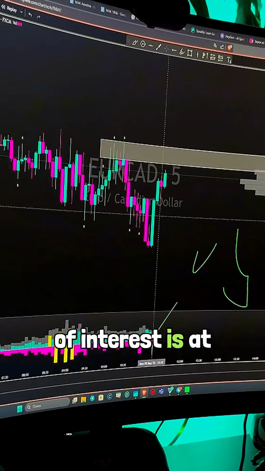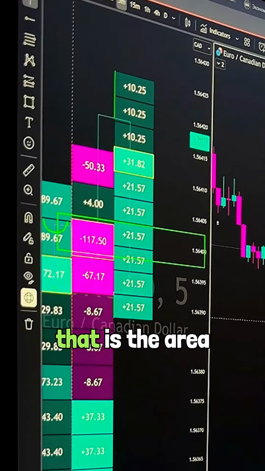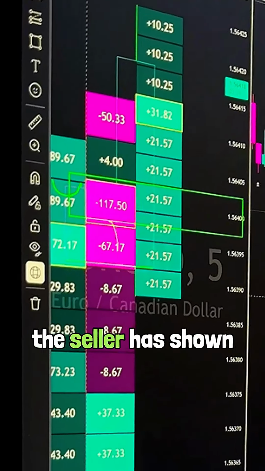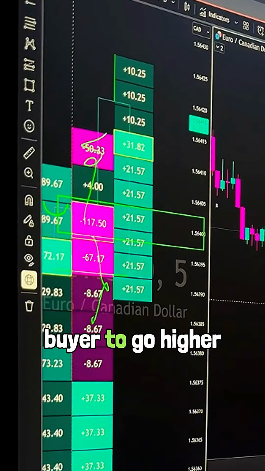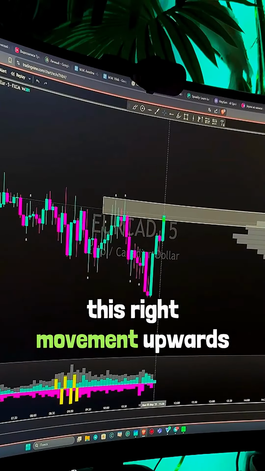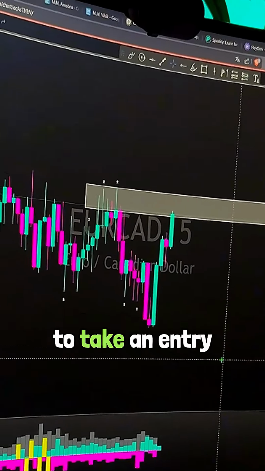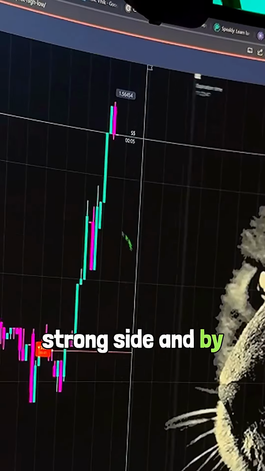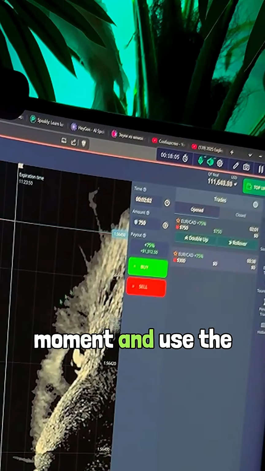Next, the area of interest is at the very top, but the candle closes lower. That is, the area of interest is restraining. The seller has shown themselves, not allowing the buyer to go higher. If this happens, like this right movement upwards, I have an area to take an entry for the mutual strong side. And by the way, it's important not to miss this moment and use the entry.